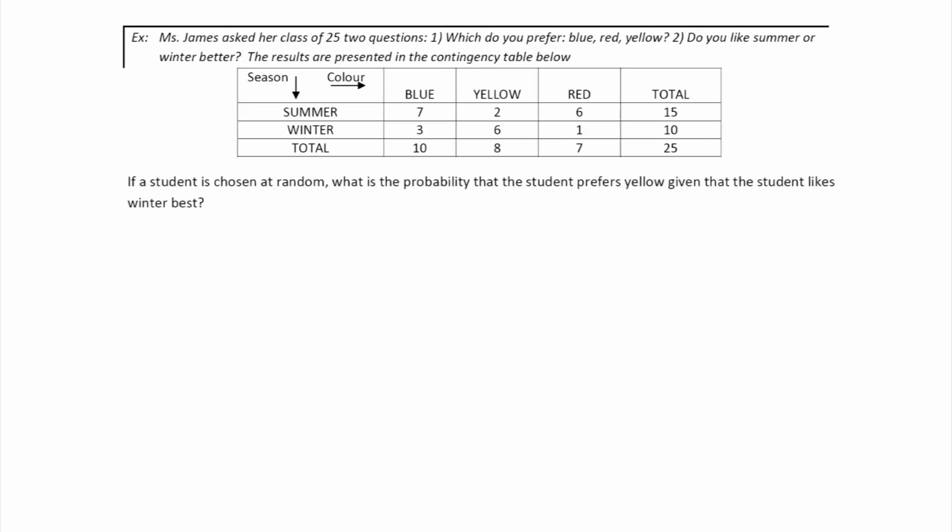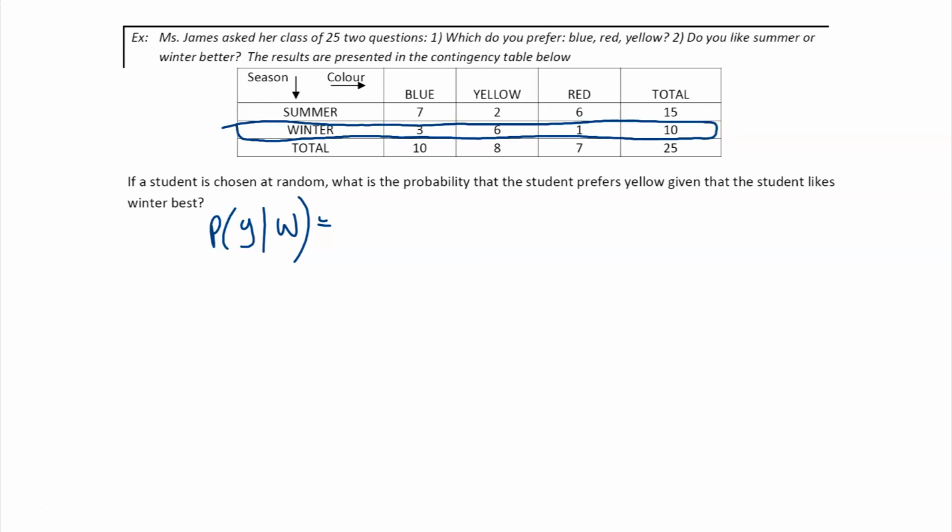If a student is chosen at random, what is the probability that the student prefers yellow given that the student likes winter best? So we're looking for the probability that they like yellow given winter. To figure this out, we're given winter, so we're going to be looking at the winter row. Once we look at the winter row, we can ignore all the other numbers outside of that row. So we're just concerned with this one row. The probability of yellow given winter is 6. And since we're constrained to just that row, we're looking then 6 out of 10, which can be simplified down to 3 out of 5.